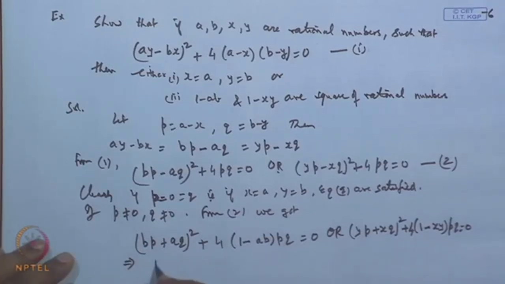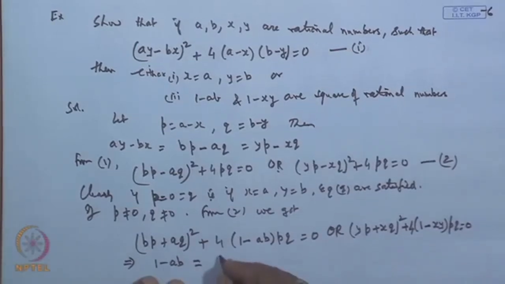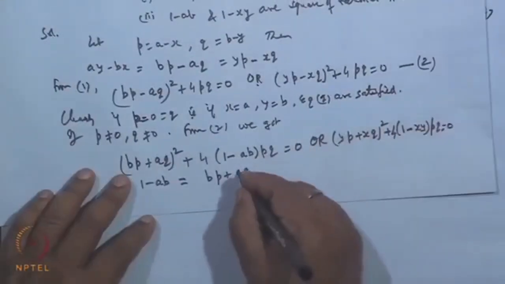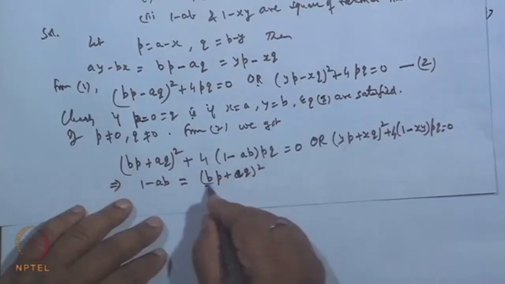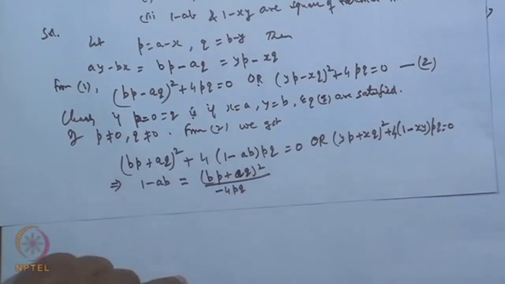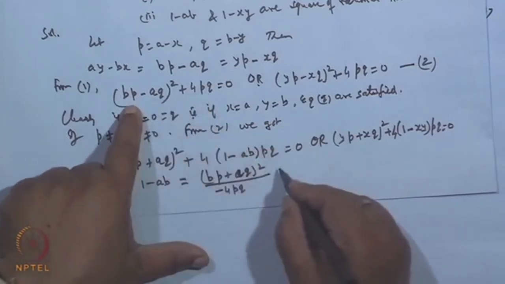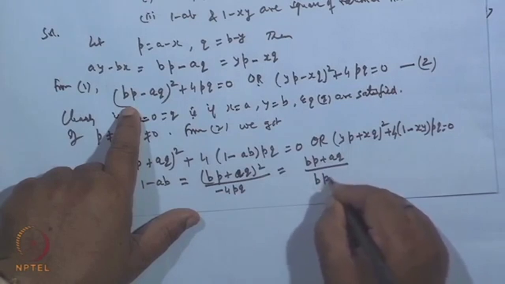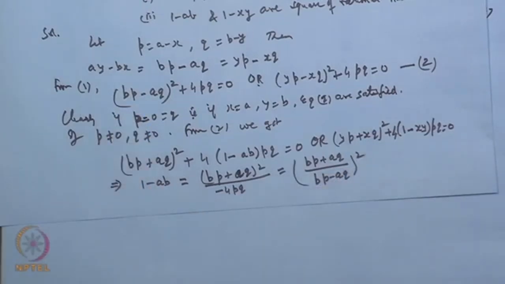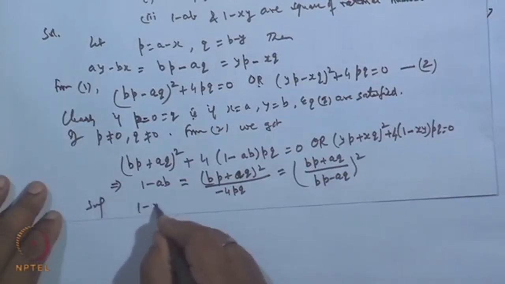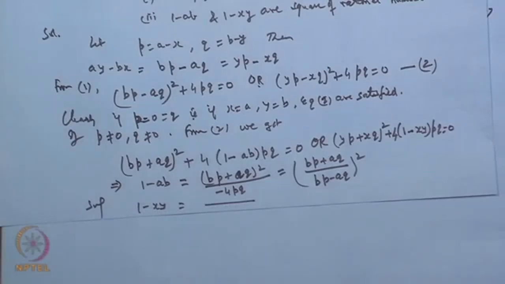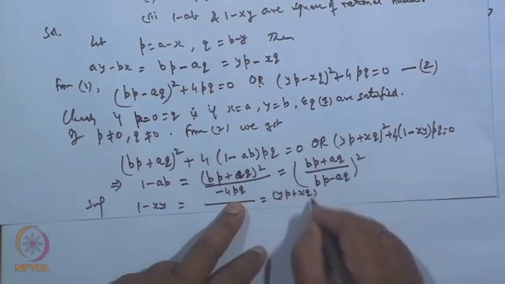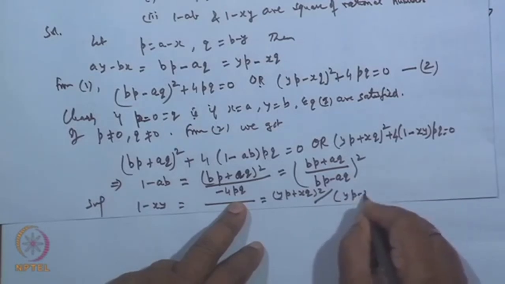So from here we get 1 minus ab is equal to (bp plus aq) whole square divided by minus 4pq. But minus 4pq from here is nothing but equivalent to (bp plus aq) divided by minus 4p, which we can write as (bp minus aq) whole square. Similarly, 1 minus xy we can also write in a similar way, and this will be equal to (yp plus xq) whole square divided by (yp minus xq) whole square.